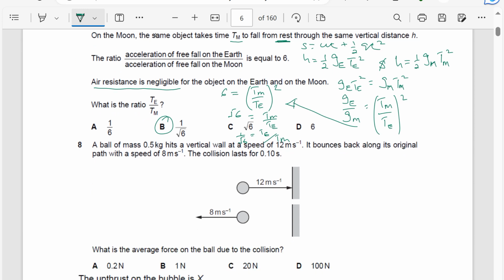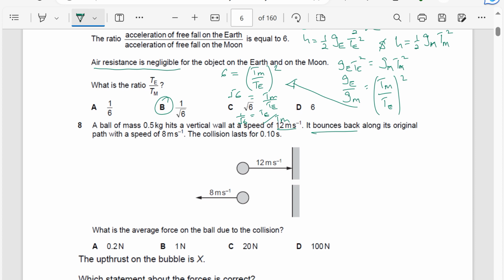A ball of mass 0.5 kilograms hits a vertical wall at the speed 12 meters per second. It bounces. If it is bouncing, it means it moves just in the opposite direction. So if one is positive, the other one is negative. It bounces back along its original path with a speed of 8 meters per second. The collision lasts for 0.10 seconds. What is the average force on the ball due to the collision?